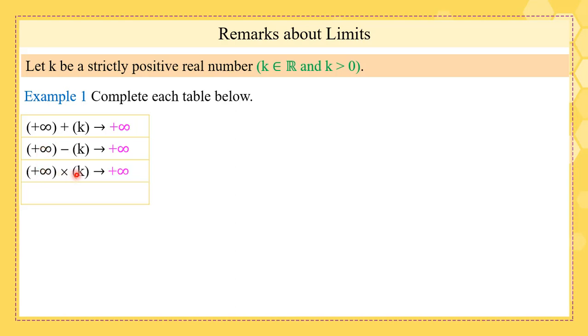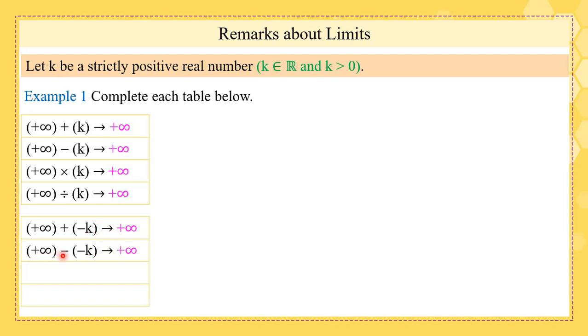Now what is positive infinity times k? This is positive infinity, and remember k is positive, and positive infinity divided by k is also positive infinity. Now what is positive infinity times negative k? Positive infinity multiplied by a negative number is negative infinity because positive times negative in this case is negative. And finally, positive infinity divided by negative k is also negative infinity. Again and again, I'd like to remind you that k is a positive quantity.